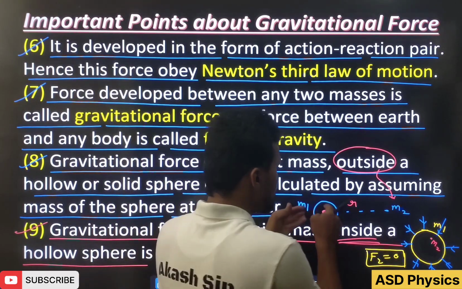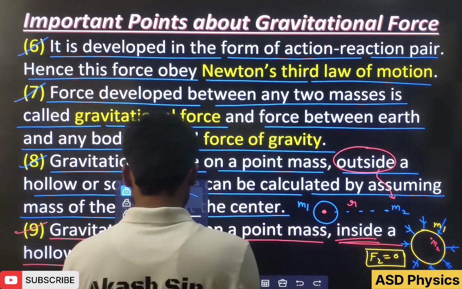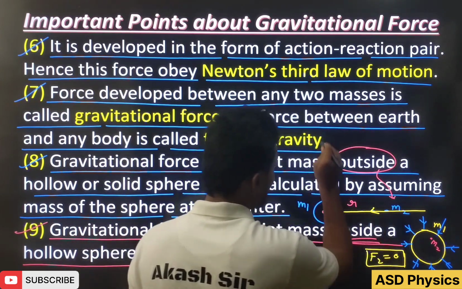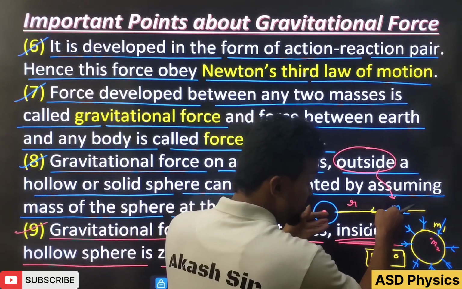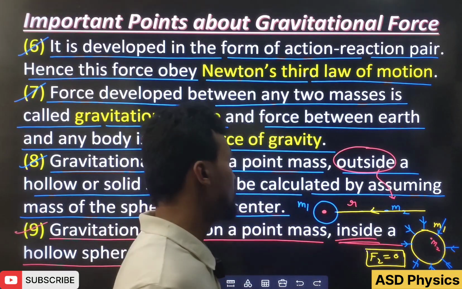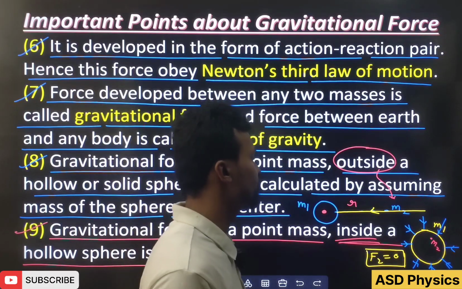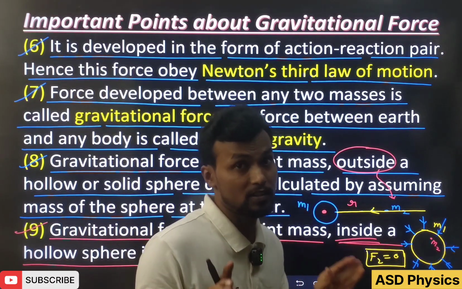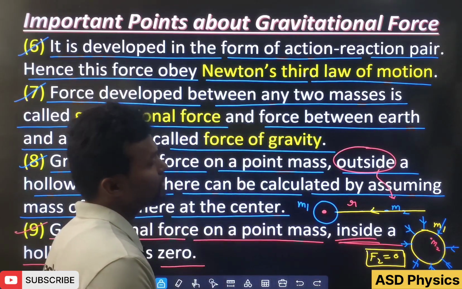But you can see very well, because of this m1, the gravitational field is coming like this from all the directions. So this m2 is present in the gravitational field of m1, the non-contact force concept, so only it is experiencing the force. But here m2 is not present in the gravitational field, so it is not experiencing the force.